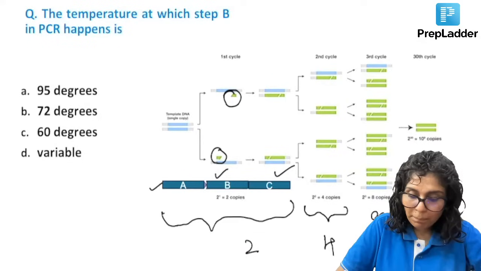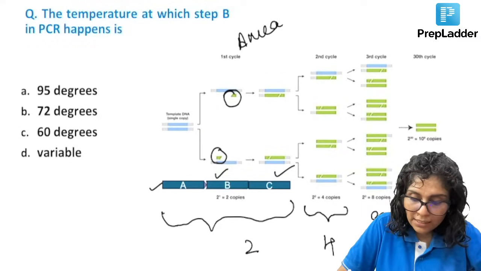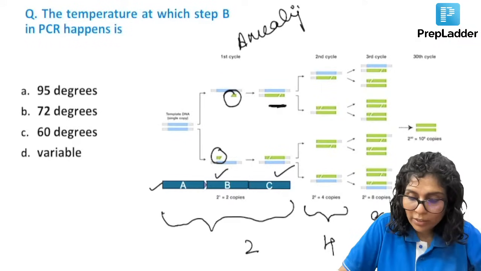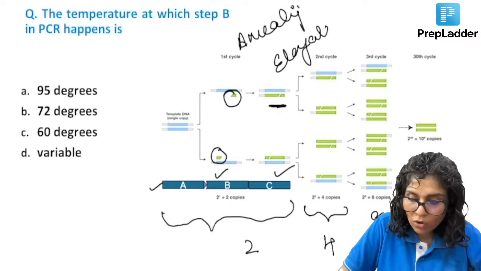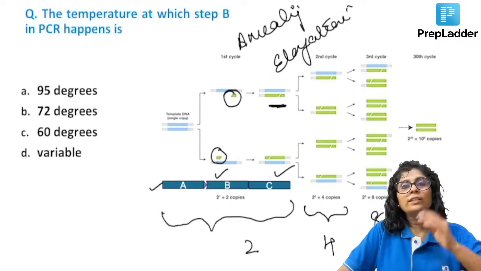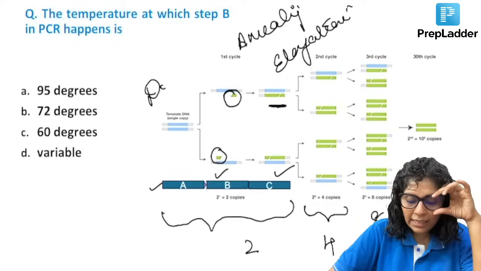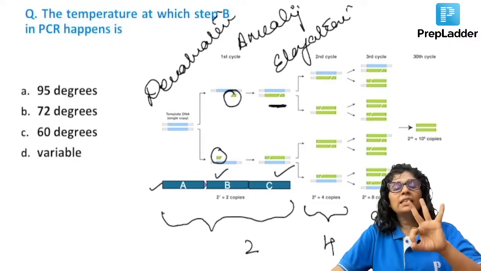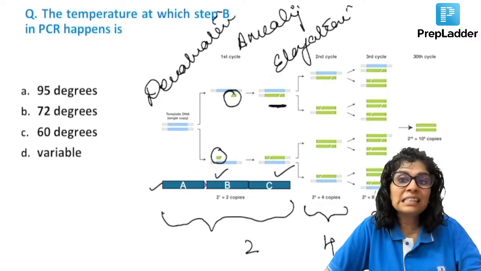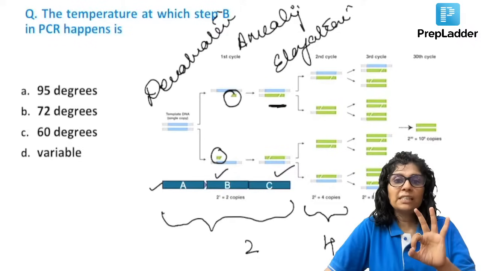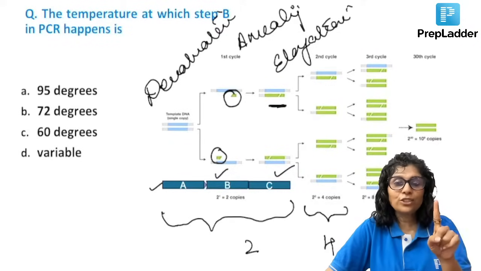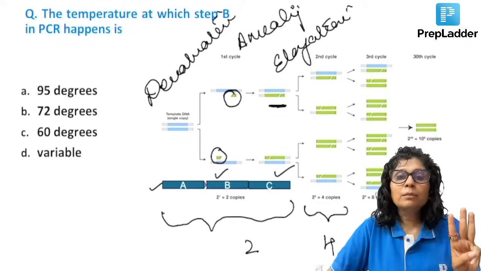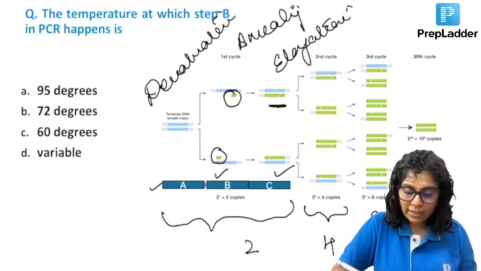So what is step B? Step B is annealing step. Step C, it has elongated. So what is step C? Step C is elongation. So what is step A? Step A is denaturation. So tell me, what are the 3 steps of every cycle of PCR? In every cycle, there are 3 steps. The first one is denaturation. Second one is annealing, wherein primers anneal. Third step is elongation.